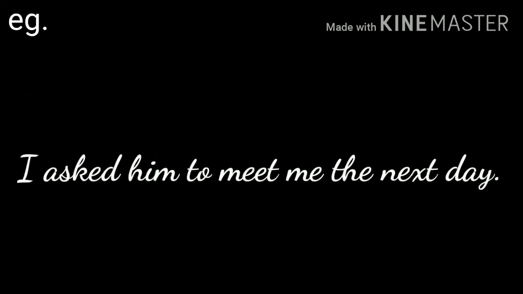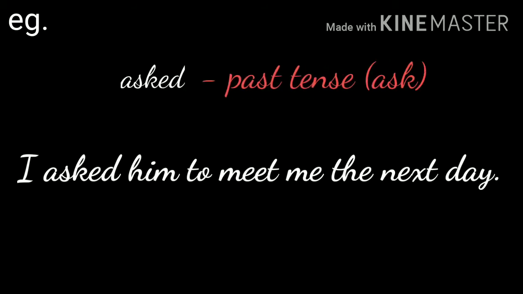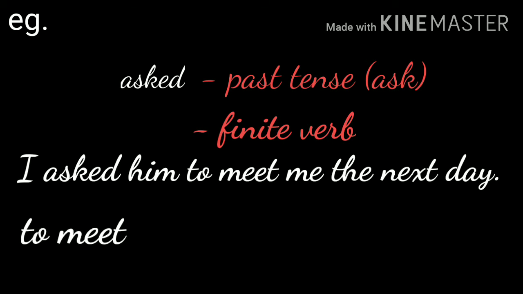Now, in the first example here, I asked him. The word asked is the past form of ask. Hence, asked is an example of a finite verb. I asked him what? To meet me the next day. The phrase to meet is an example of a non-finite verb. The verb meet is preceded by the word to. It also does not tell us anything about the subject of the sentence. Hence, to meet is an example of a non-finite verb.